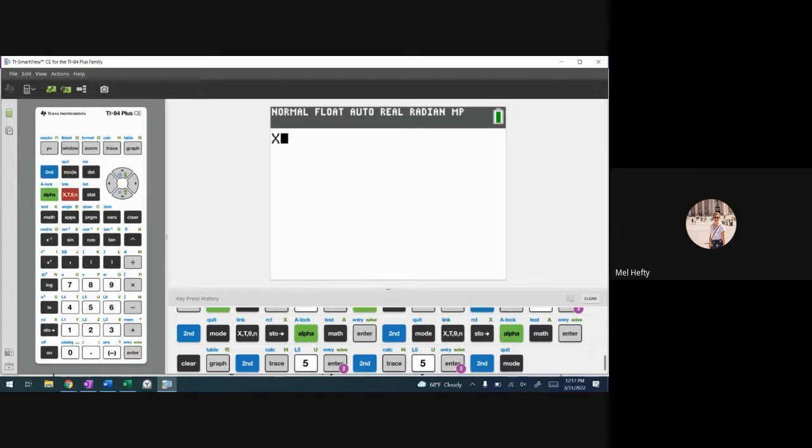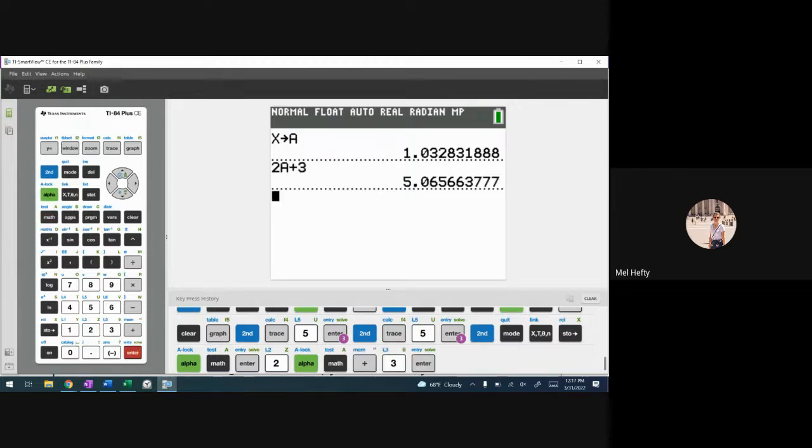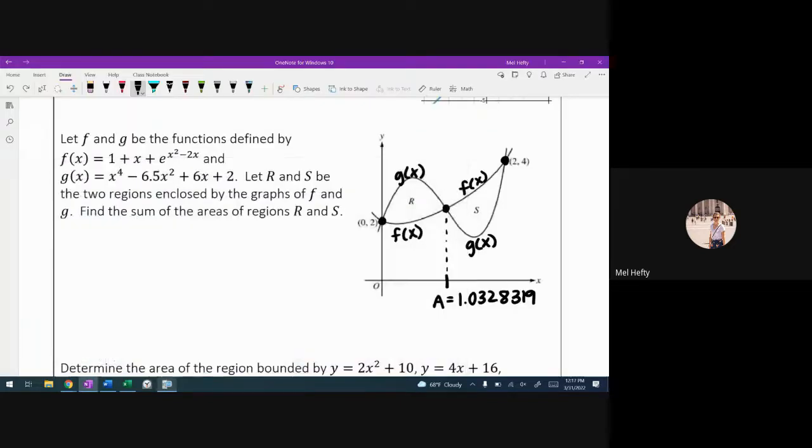You're going to put X, STO, which is right above ON, alpha, whatever letter I'm using, A. So the cool part about this is I can now make it do math with this, whatever I want. Yep, if you have multiple intersection points or multiple things you wanted to store, absolutely.